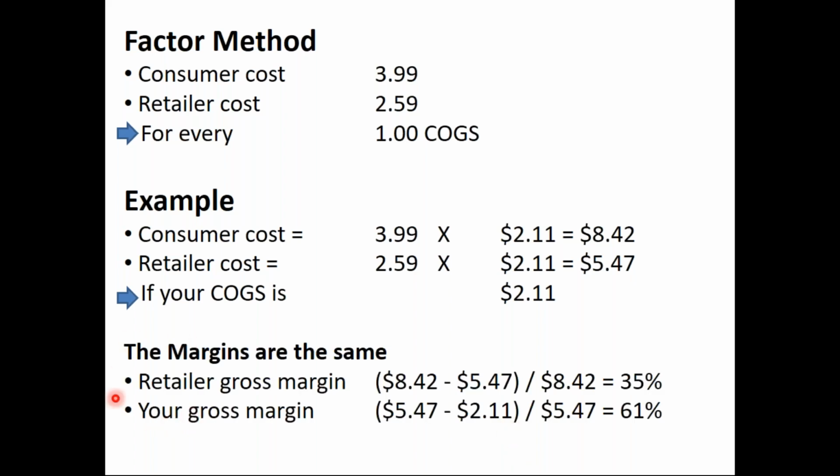So one thing to keep in mind is the margins are the same. Despite the fact that we've multiplied the numbers by a cost of goods, so the $2.11, the margins for yourself remain 61% in this example, and 35% for the retailer. So those are going to be consistent. That's kind of an easy way of saying, here's what my cost is, and if you multiply it out, here's where the retail needs to be.